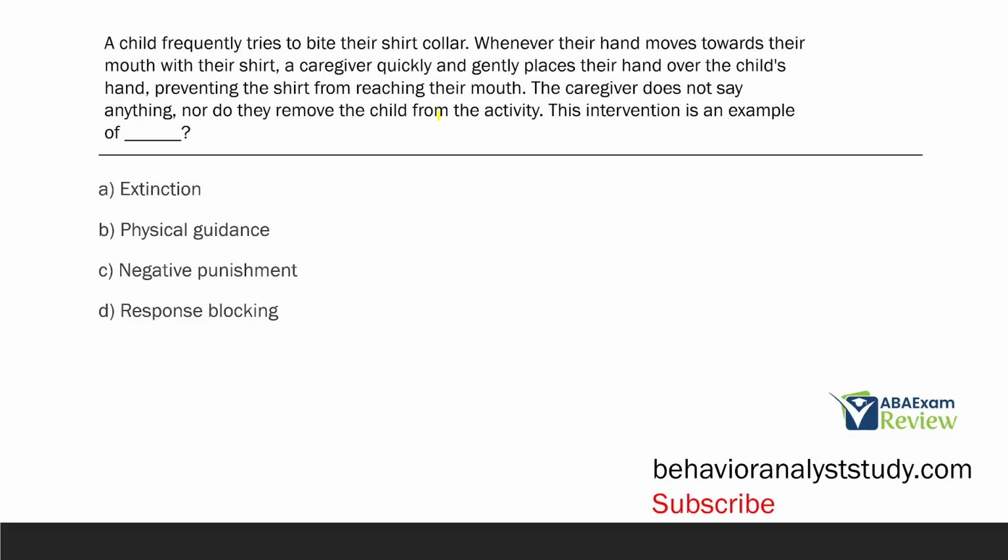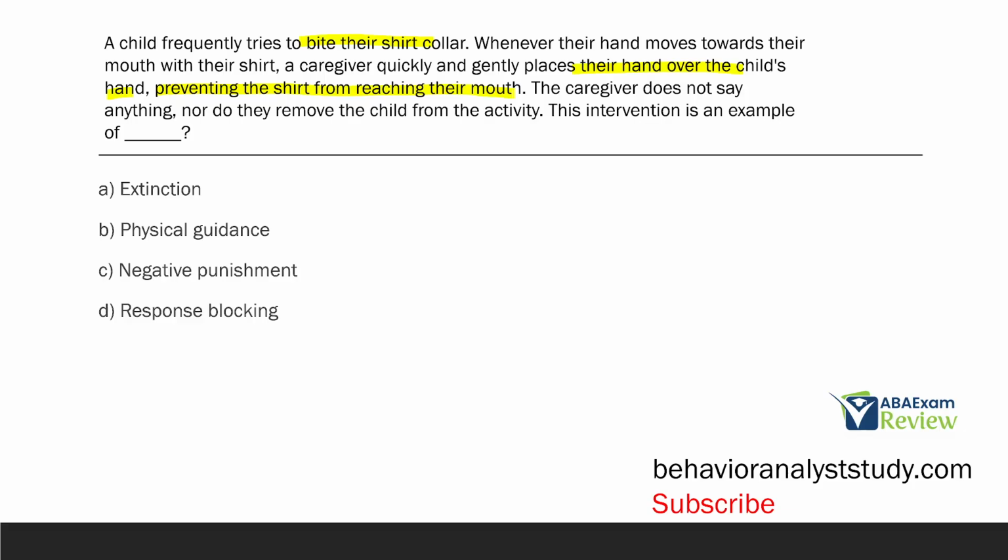All right, another fairly straightforward question, but again, it's a good learning opportunity, right? We're looking at an intervention where you have a child biting their shirt collar, and whenever they get ready to bite that collar, what does the caregiver do? They place their hand over the child's hand, and they prevent the shirt from reaching the mouth. In other words, child wants to bite shirt, caregiver prevents shirt biting from happening, right? Pretty clearly, this is response blocking. And if you're fluent at all, that's going to be a pretty clear idea.